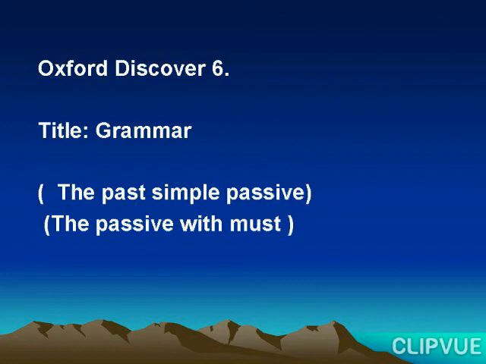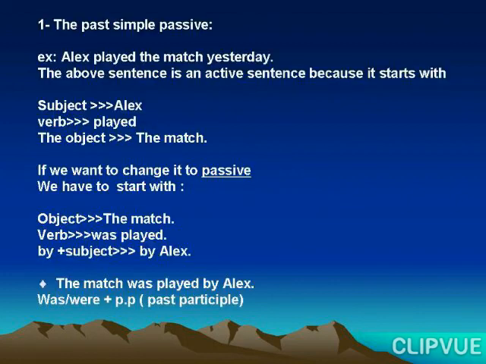Active. When I say this sentence is active, it means I know the subject of the sentence. For example, Alex played the match yesterday. So the above sentence is an active sentence because it starts with the subject, Alex, the verb is played and the object is the match. If we want to change it into passive, we have to start with the object, the match, the verb was played, and then by plus the subject at the end, by Alex. The match was played by Alex.